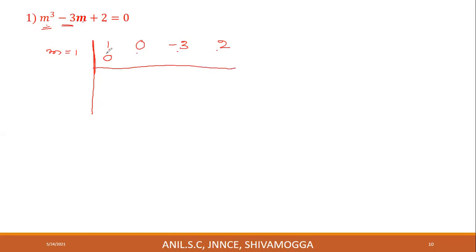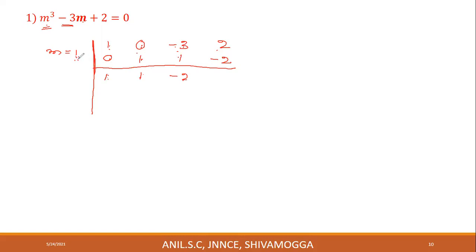Add these terms. 1 plus 0 is 1. Multiply these two terms. 1 into 1 is 1. 0 plus 1 is 1. 1 into 1 is 1. Minus 3 plus 1 is minus 2. Minus 2 into 1 is minus 2. Add these two terms. 1 plus 0 is 1. 1 into 1 is 1. So write it here. 0 plus 1 is 1.